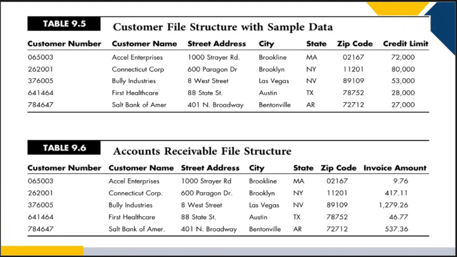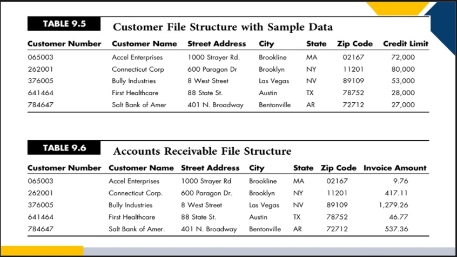Combining these two files will produce a new file called Accounts Receivable File, which is presented in Table 9.6. As you can see, only the relevant data of the customers are included in the new file, and the credit limit is not included anymore because it is not needed in preparing confirmations. Then, the invoice amount from the classified invoice file is also copied into the new file.